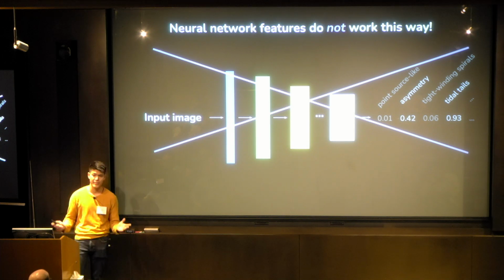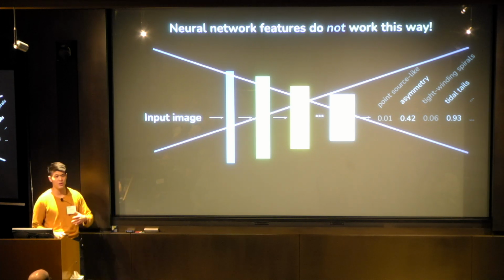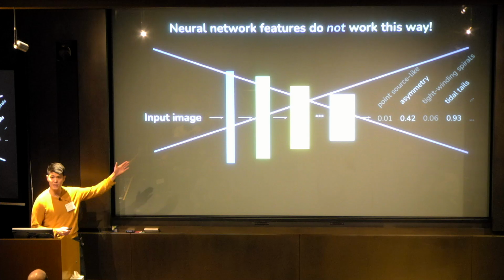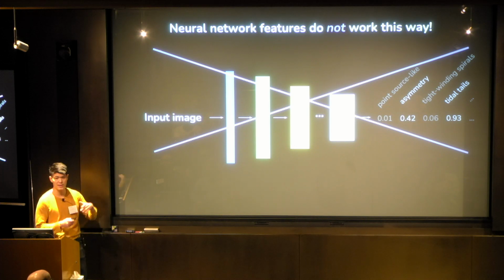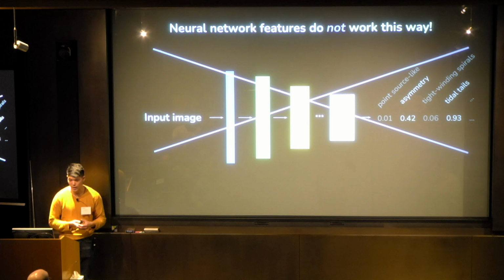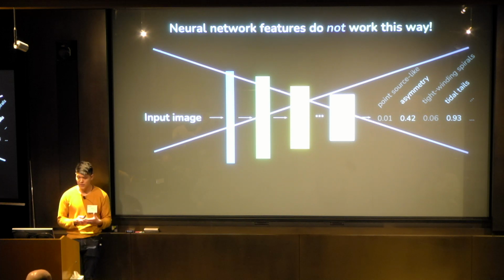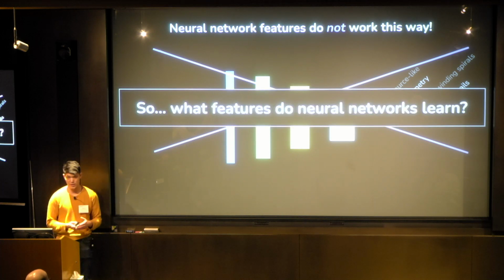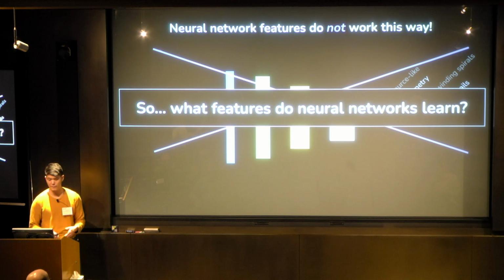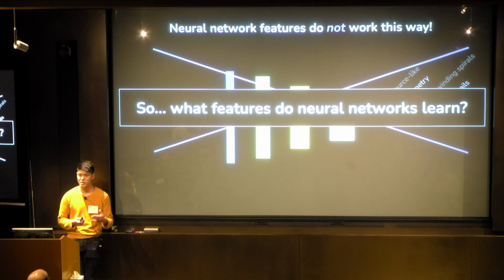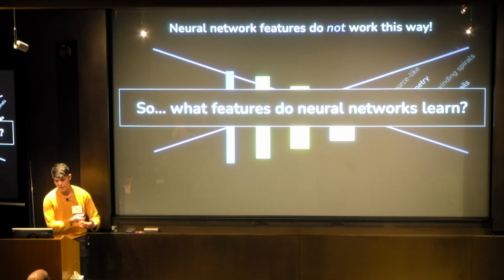Superposition and polysemanticity. Anyway, all that's to say that the semantic meaning of these features is not one-to-one with the neurons. So neural nets don't learn that way, and yet in the mechanistic interpretability landscape, which is a subdomain of AI research, people have begun making headway into trying to understand what they do learn. And so we can ask ourselves, what do our neural networks learn?